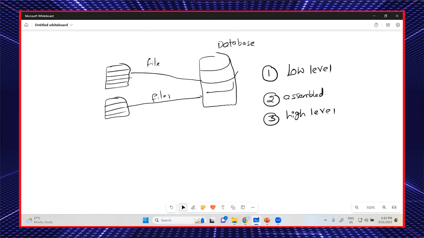Do you agree? Sir, what is a programming language? A language which can communicate with the system or a computer. That is called a programming language. So programming languages are of three different types: low level, assembly, and high level programming language. Now, first point. Low level programming language is also called binary programming language.